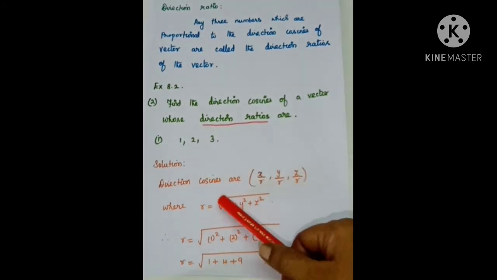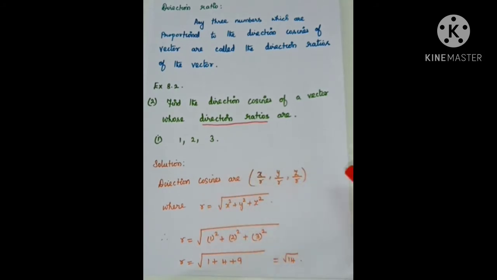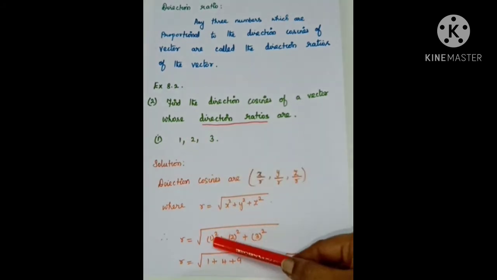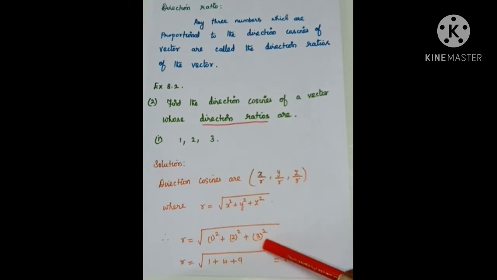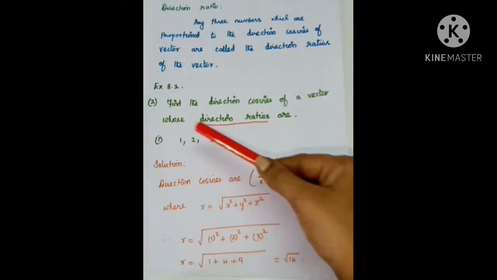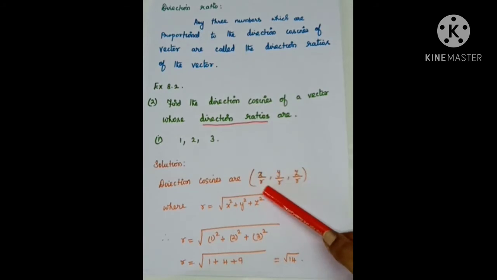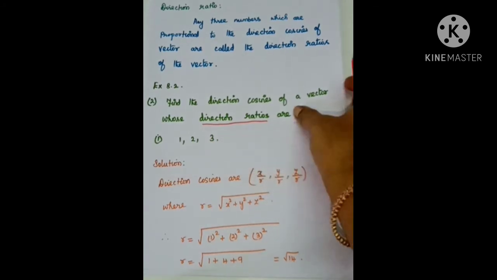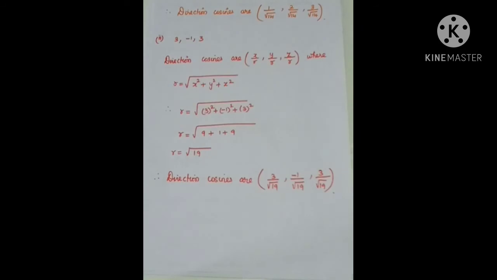Now you have to find r. What is the formula for r? It's the square root of x squared plus y squared plus z squared. So 1 squared plus 2 squared plus 3 squared, that is 1 plus 4 plus 9, equal to square root of 14. So r we have found, we have to substitute in the formula. X is 1, so 1 by square root of 14. Y is 2, 2 by square root of 14, comma 3 by square root of 14. That is the direction cosines.